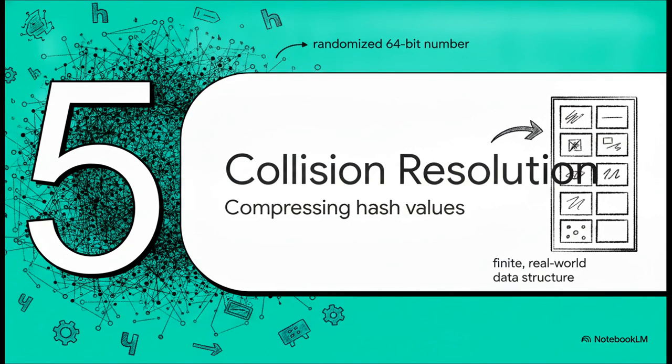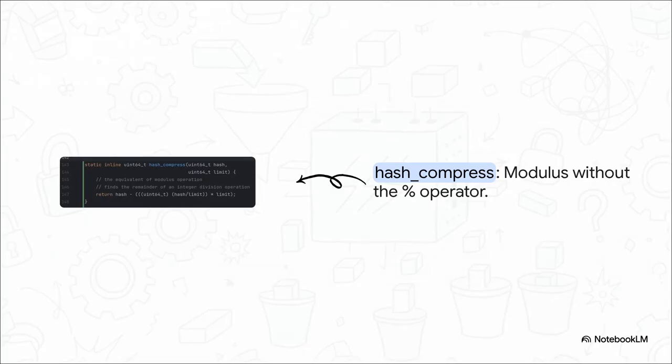Which brings us to our final section, Section 5, compression and collision resolution. So we've generated this massive, highly randomized 64-bit number, but eventually it has to fit into a finite array with a strict size limit. Normally, you'd use the modulus operator to find the remainder and make it fit. But check out this #_compress logic. There is absolutely no modulus operator being used. Instead, developers simulate it. They divide by the limit, cast it to an integer to drop the decimals, multiply it back, and subtract. Once again, they are finding alternative arithmetic paths just to squeeze out maximum CPU efficiency.